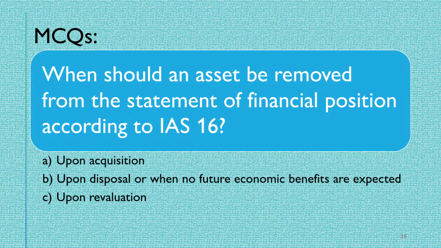Let's see some questions. When should an asset be removed from the statement of financial position according to IAS 16? A. Upon acquisition. B. Upon disposal or when no future economic benefits are expected. C. Upon revaluation. The correct answer is option B.